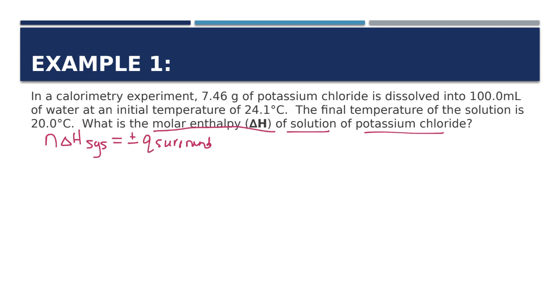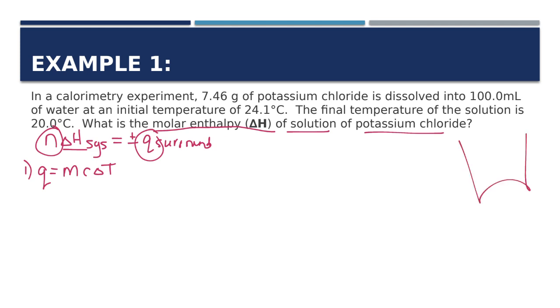So I have to solve for delta H. That means I have to calculate the moles of my system, and I also have to figure out the Q of my surroundings. It doesn't matter which one you do first. Let's calculate Q first. Q is mc delta T, and this is of our surroundings.